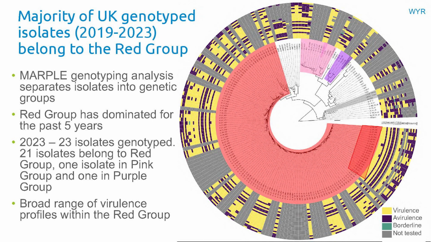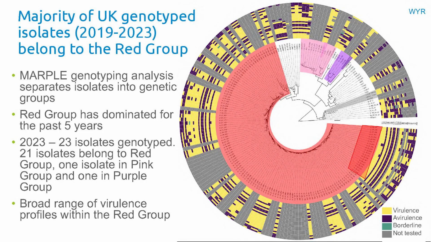And in 2023, when we genotyped 23 isolates, 21 belonged in the red group. And we found 1 isolate in the pink group and 1 in the purple group. So in the top right-hand quadrant, we've got the pink and the purple groups, and you can see that we don't detect that many isolates in those two groups over the years. I think in the purple group we had an isolate in 2019, and we've had the one in 2023. In the pink group we've actually had 6 of our isolates over the last 5 years fall into the pink group.